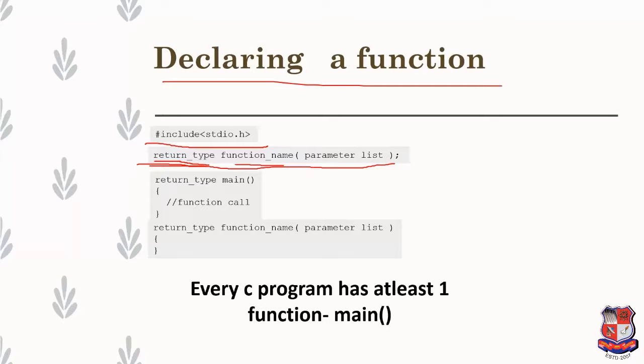So same way, return type, function name, and the third one into bracket, I have to mention the parameter list. Parameter is also known as arguments. We will see this concept later on in this video. So now when I have mentioned this return type, function name, parameter list, I have to end this statement with a semicolon. And here my declaration of a function terminates.